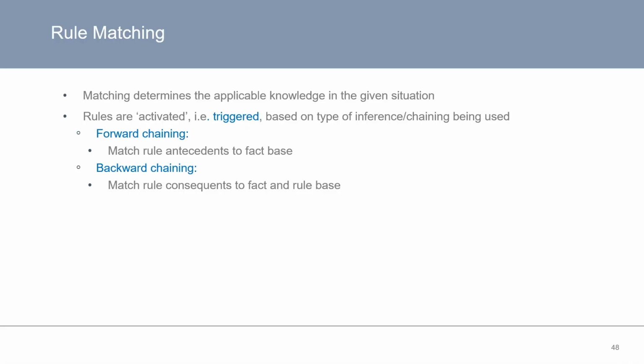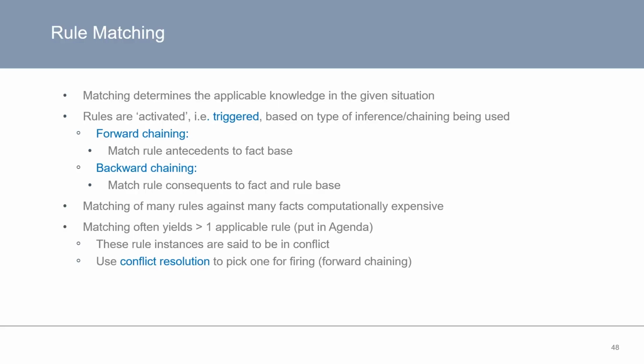This sounds complicated, but don't worry, we're going to be examining forward and backwards chaining in more depth in another lecture. However, it's worth noting that this process of matching can be the most computationally expensive step. Further, matching often yields more than one applicable rule that needs to be considered, and in those cases, it would be put on an agenda of rules to be looked at in sequence.